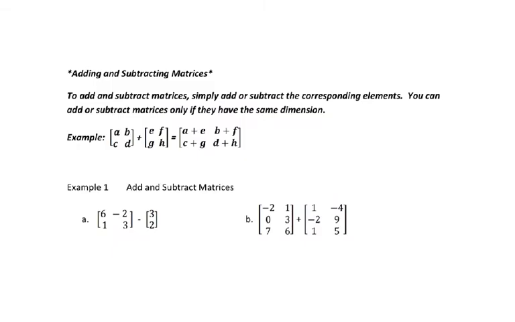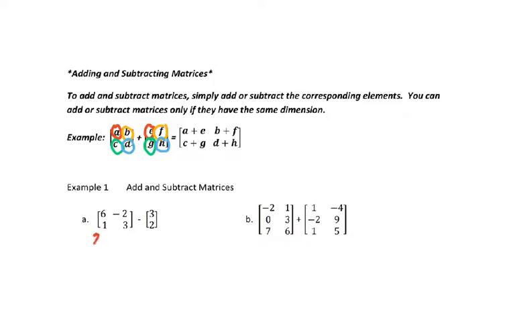So matrices are these things that we can actually add and subtract. We can actually combine the elements in the different matrices. And the easiest way to do this, the right way to do this, is to add each individual element. So A gets added to E, B gets added to F, C gets added to G, and D gets added to H. And then when it's all over, you have a new matrix made of those sums.